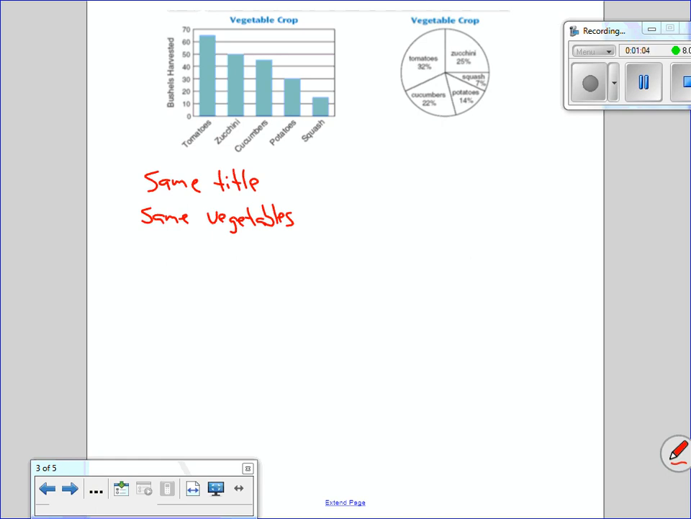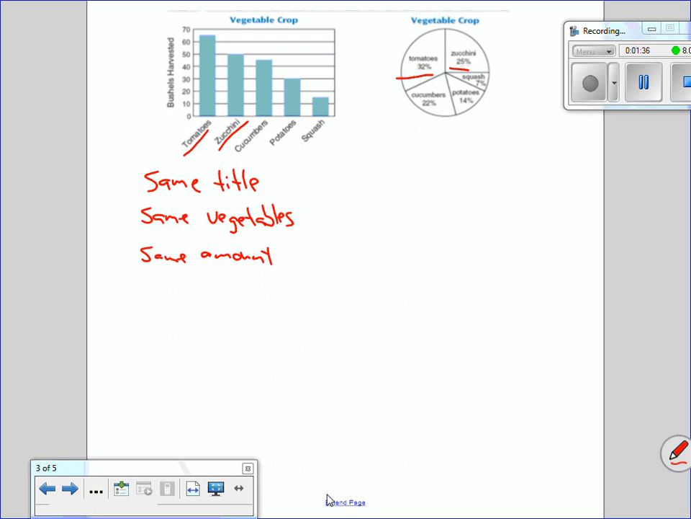They represent the same amount, okay? And what I mean by that is, right here, there's just as many tomatoes in this graph as there is in this graph. There's just as much zucchini in this graph as there is in this graph, okay? All that the person did when they were making these two graphs is they took the numbers of the tomatoes, zucchini, cucumbers, potatoes, and squash. They made a bar graph, and then they also did the same thing for a circle graph.